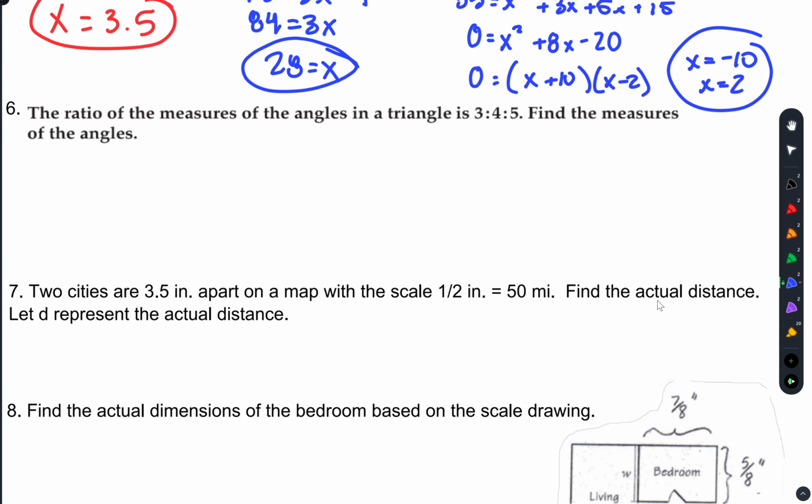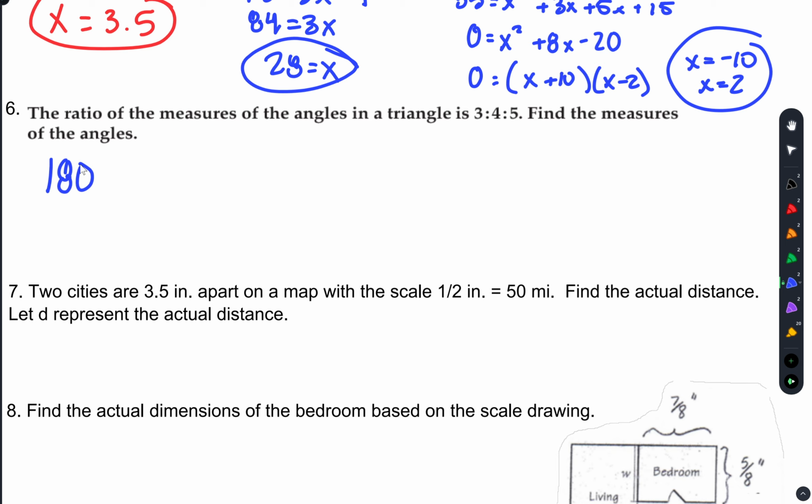Number 6, the ratio of measures of the angles in a triangle is 3 to 4 to 5. Find the measures of the angles. Basically, what this is saying is I have 3 angles, and they're being multiplied by these numbers, right? One is a multiple of 3, one is a multiple of 4, one is a multiple of 5. They're all in the same ratio, 3 to 4 to 5. Okay? We know that angles add up to 180. So this is where I'm going to start my equation.